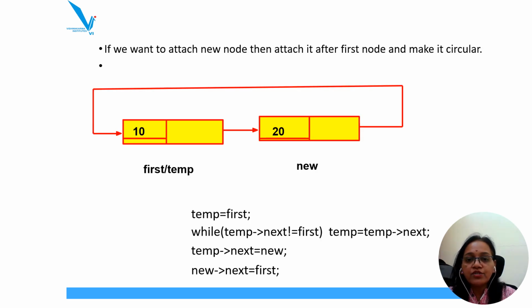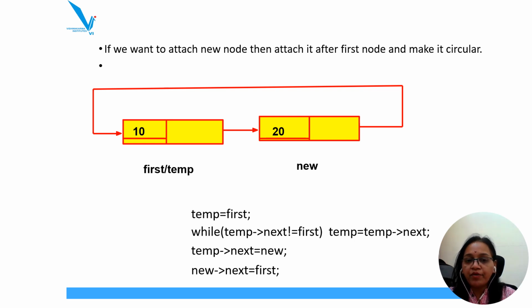If you want to attach a new node, then attach it after the first node and make it circular. Now suppose this is the list I was having, only one node. Now there is one more node, say 20, and I want to attach this new node to the previous node. So what you have to do? You will require a pointer, say temp. Temp is equal to first.